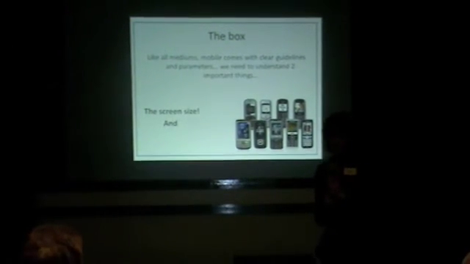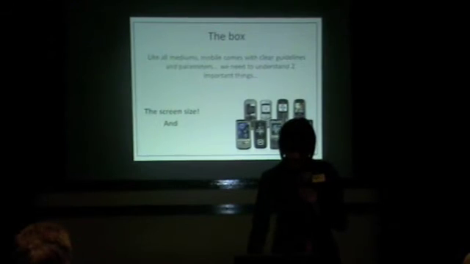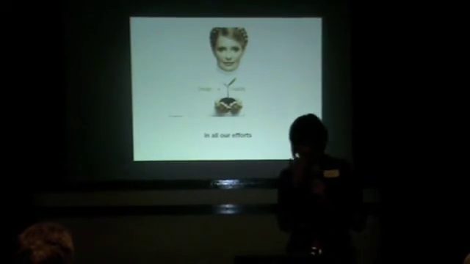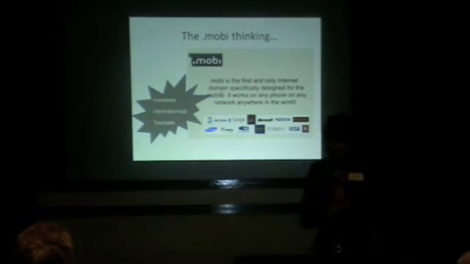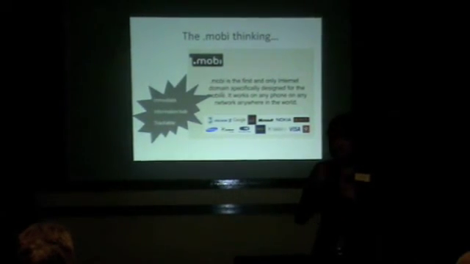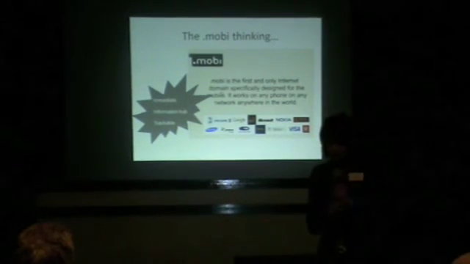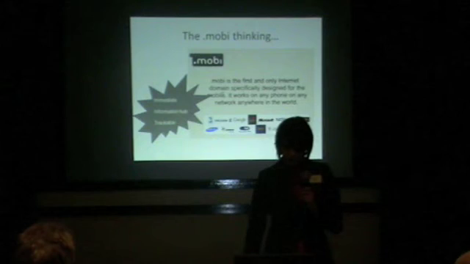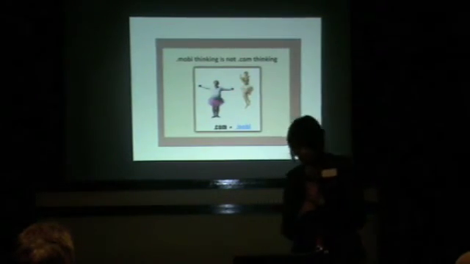The box that we are confined to in mobile is the screen size. So again, our images need to be in line with screen sizes, as well as design and usability in all our efforts. What that means is, for a .mobi link, a .mobi domain just allows anyone to access a mobile website on their mobile phones. It's immediate, it's an information hub, it's trackable. Vodafone Live is a mobile portal.